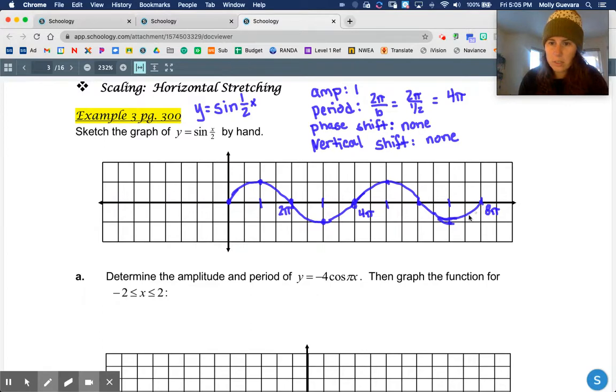Oops. So I can keep going. Like I said, unless it specifically says to only graph one period, I tend to like to graph the whole thing. Sometimes I will only label the one period, the first period. Sometimes I'll label all of it. It's really up to you. Okay, let's try another one, shall we?